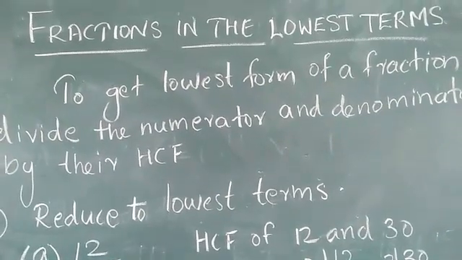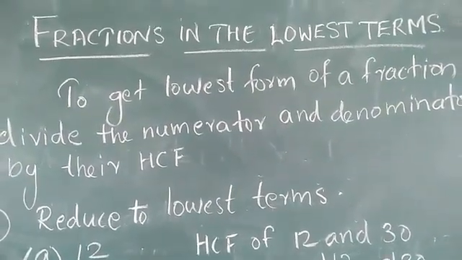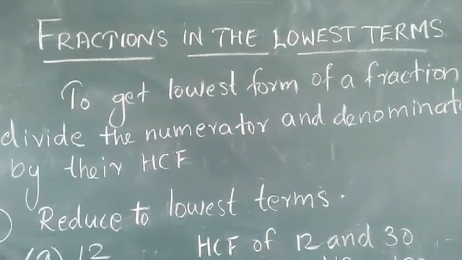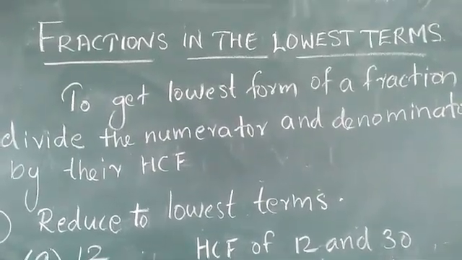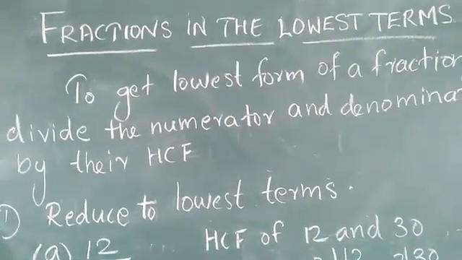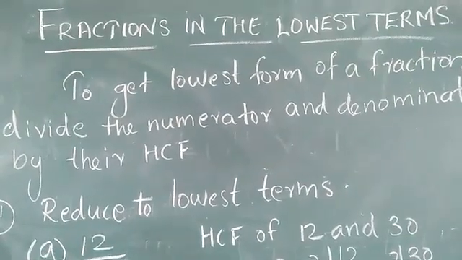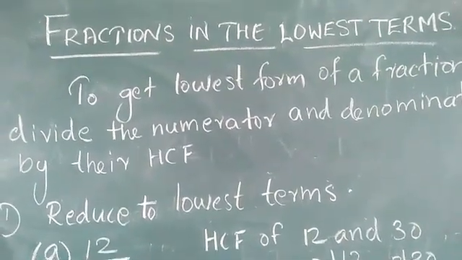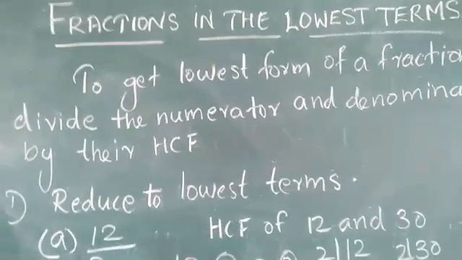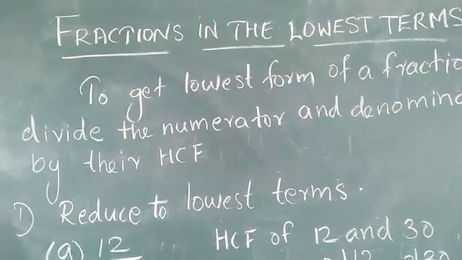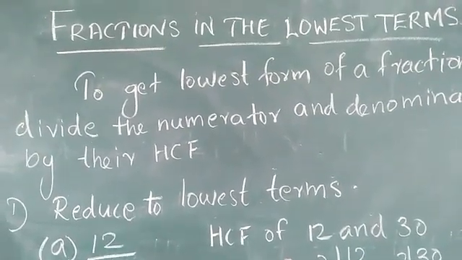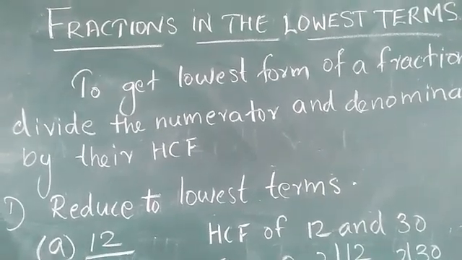Our next topic is fractions in the lowest terms. That is, how we can find the smallest form or lowest form of a fraction. The method is, we have to divide the fraction, that is numerator and denominator, by their HCF.